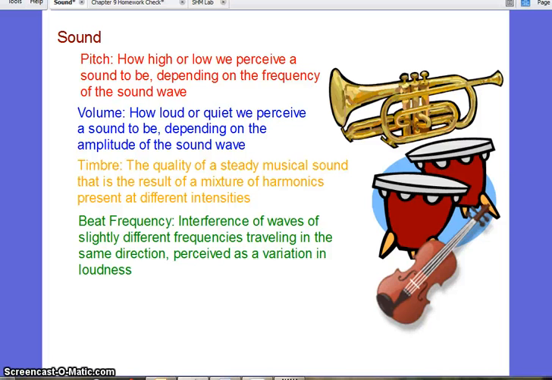Now, the longer that beat frequency is, the more in tune they are. And the shorter that beat frequency is, the more out of tune they are. So here's some that are really out of tune. And the beat frequency happens more rapidly. If they're more in tune, the beat frequency gets longer in between loud and quiet intervals, and it sometimes comes to a stop if they are perfectly in tune.